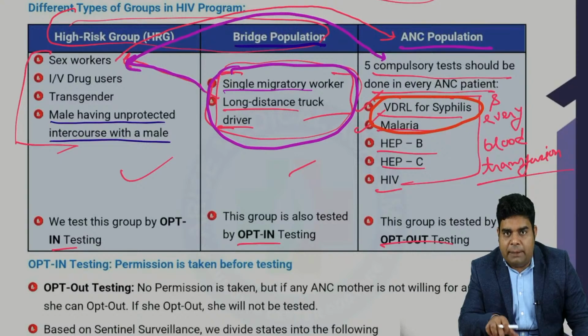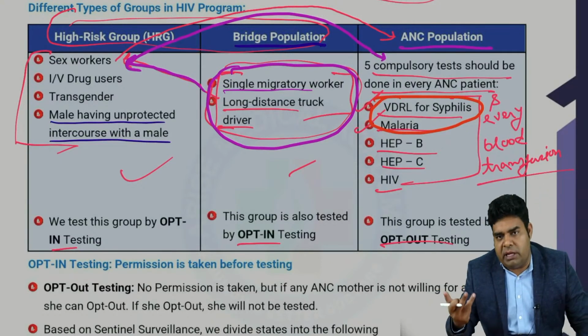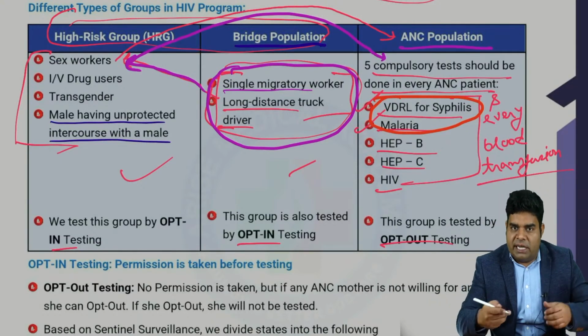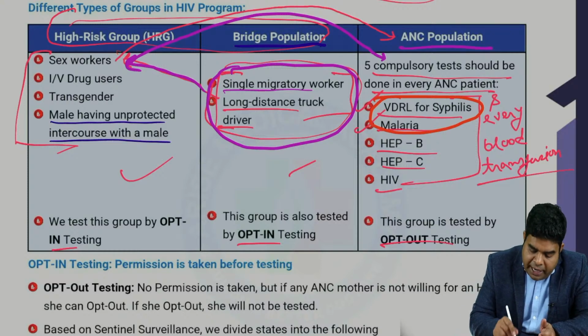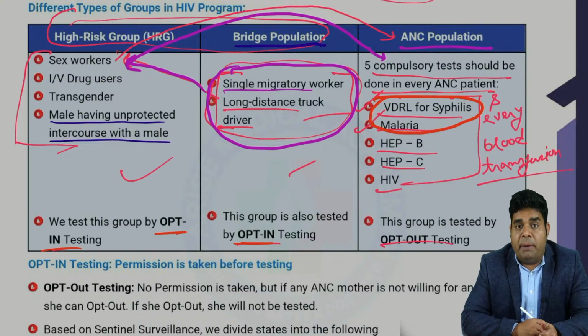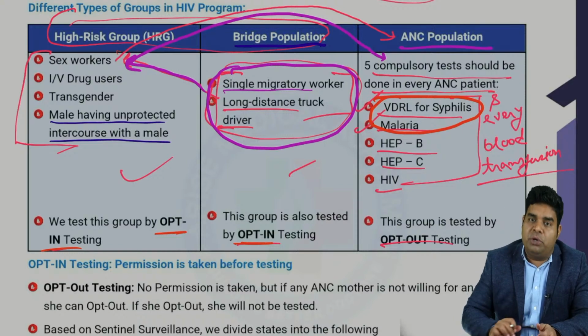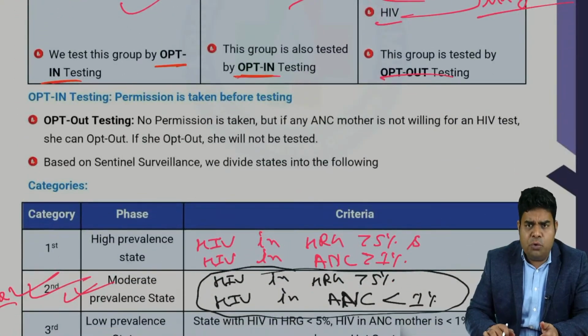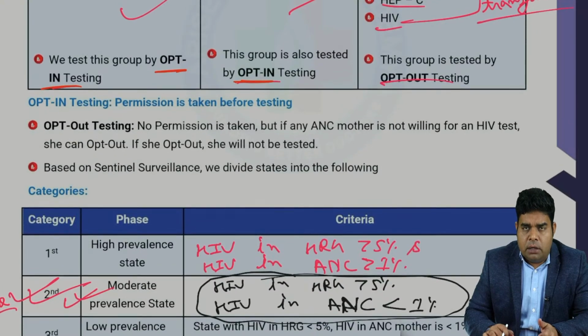So they will come by themselves and they will be tested whether positive or negative. How do we test them? To test these 2 groups, high risk and bridge, we use opt-in testing, but to test ANC mothers, we use opt-out testing. I think you know what opt-in and opt-out testing is.